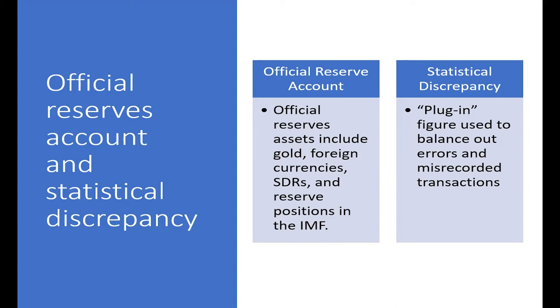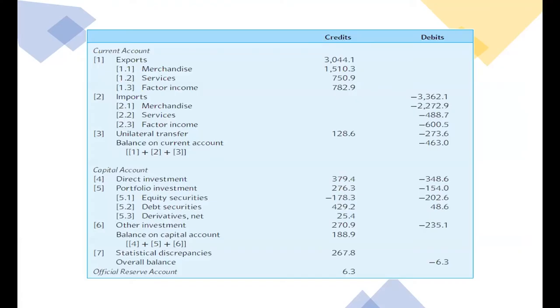So this statistical discrepancy is a tool, a plug-in that is used to account for those errors and possible mistakes in recording transactions. So here's an example again. These are just numbers. Here's how you would record your credits and debits.